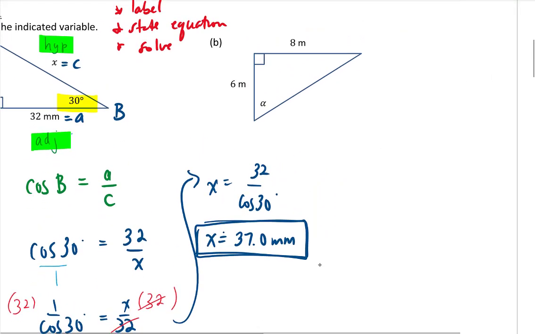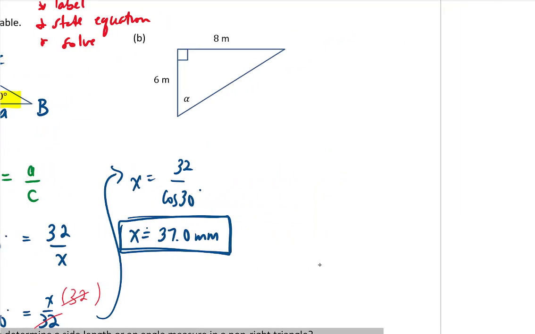Let's go to example B. Again, let's label our diagram. So let's say this is A, this is B, and this is C. So our 6 is going to be side B, and our 8 will be side A. Our angle of focus is now angle A, and 8 meters is opposite angle A, and the 6 meters is adjacent to angle A, since AB is the hypotenuse.